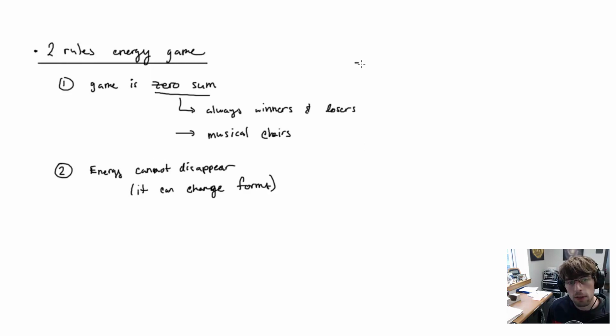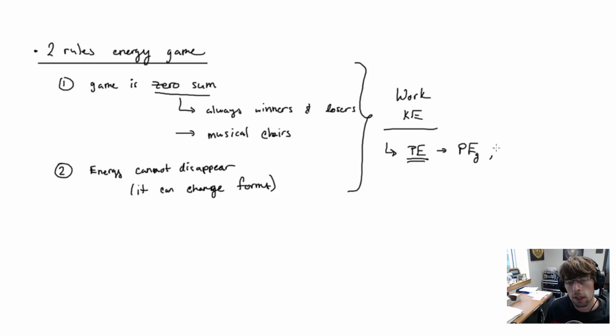So what we'll do is, in the upcoming videos, we're going to take these two rules. We've already got an idea about work. We've got an idea about kinetic energy, but we'll use these two rules of the energy game to introduce a new form of energy, namely the potential energy. Okay? And we'll find out, at least immediately, we're actually going to introduce two forms of potential energy, one being gravitational potential energy and one being the spring potential energy.